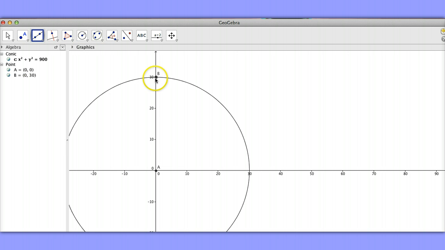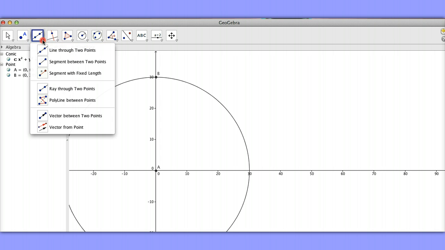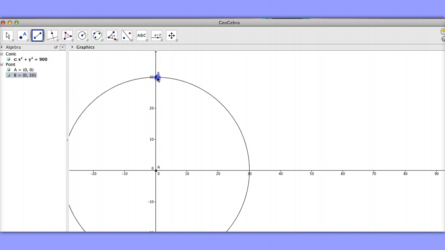Line through 2 points. Actually, that should be a segment through 2 points. Let me undo that. Control Z to undo that. I want a segment through those 2 points. So there's my one pole.